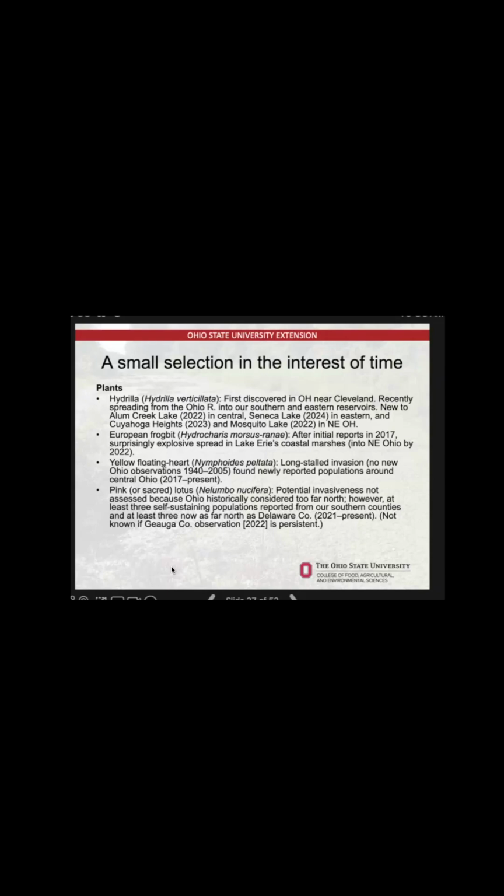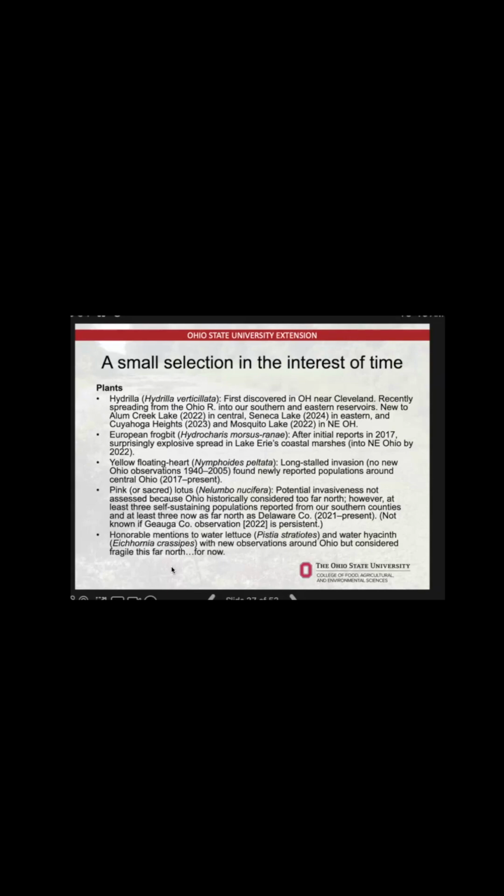There was an observation in Geauga County in 2022, but I don't know if that's been persistent. I don't know if it's overwintered. Honorable mentions to water lettuce and water hyacinth that have new observations around Ohio, but it's considered fragile in Ohio. And frankly, I don't know if any of these populations are persisting.